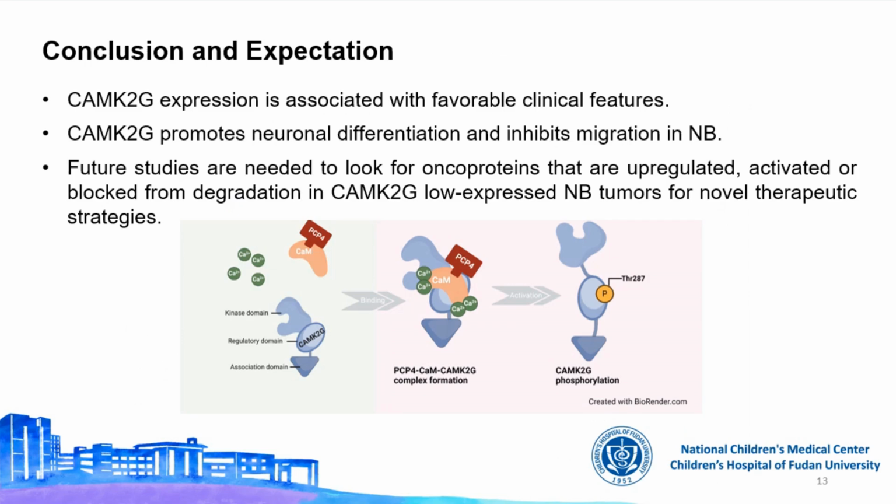So, in conclusion, in this study, we found CAMK2G expression is associated with favorable clinical features. We highlighted the essential role of CAMK2G in promoting neuronal differentiation and inhibiting migration in neuroblastoma. Future studies are needed to look for oncoproteins which are upregulated, activated, or blocked from degradation in CAMK2G low-expressed neuroblastoma tumors, so that we can put up novel therapeutic strategies.